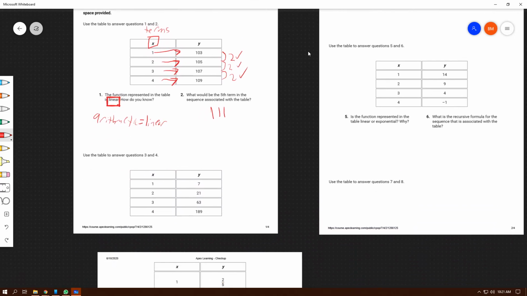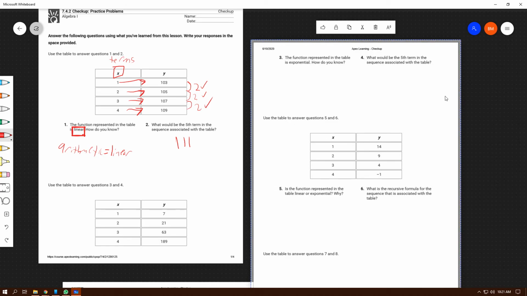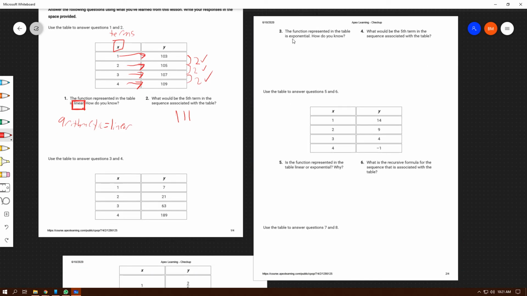So we have to use this table for questions 3 and 4. Is it exponential, which would be geometric? I see it says exponential. I'm thinking geometric. So what I'm going to do is 21 divided by 7 is 3. So this is times 3. 63 divided by 21 is going to be 3. 189 divided by 63 is going to be 3. See, these are all being multiplied by 3, so yes, it is geometric.